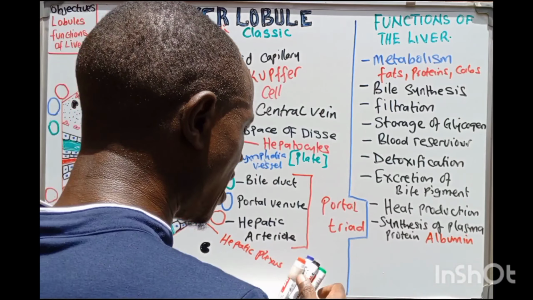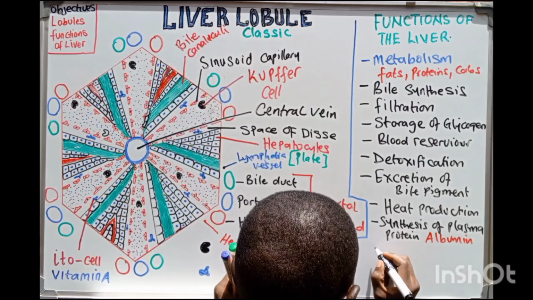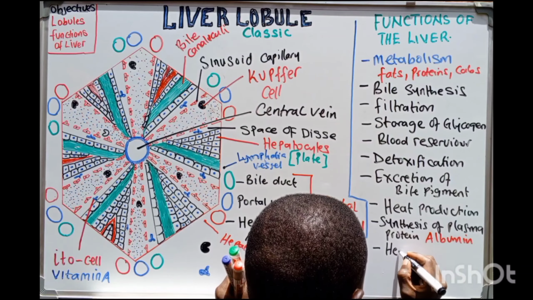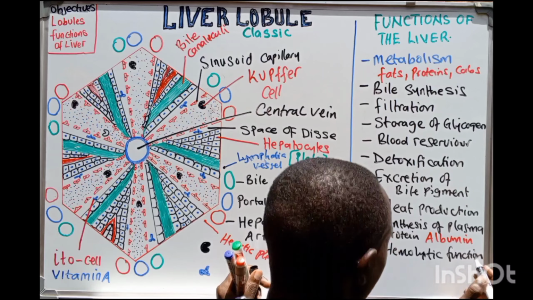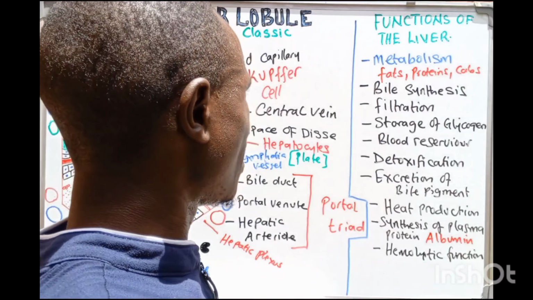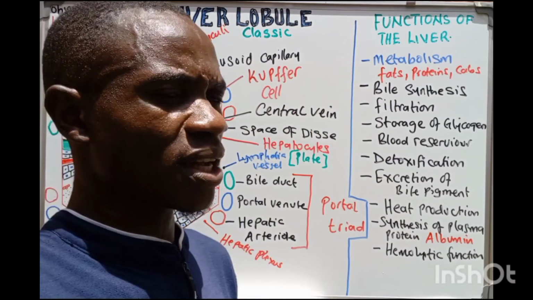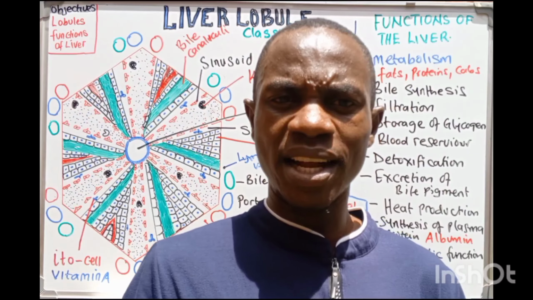Okay. So another function of the liver is what we call hemolytic function. When we talk of hemolytic function, we say that the Kupffer cells can break down worn out red blood cells.